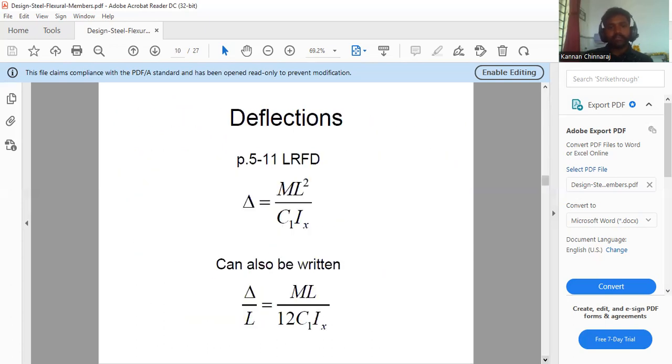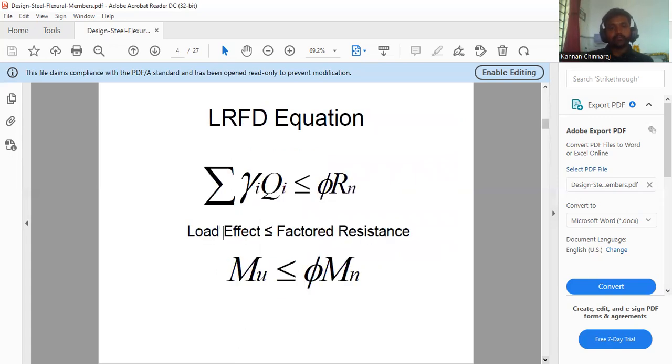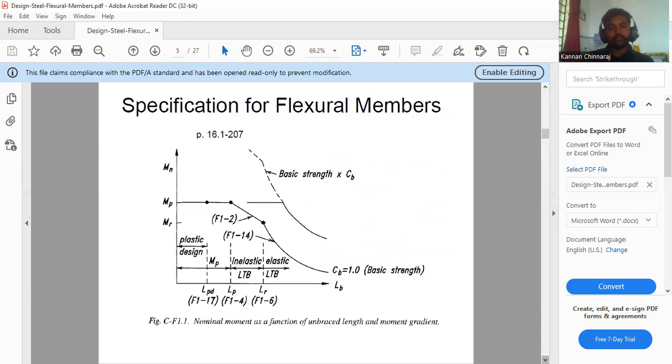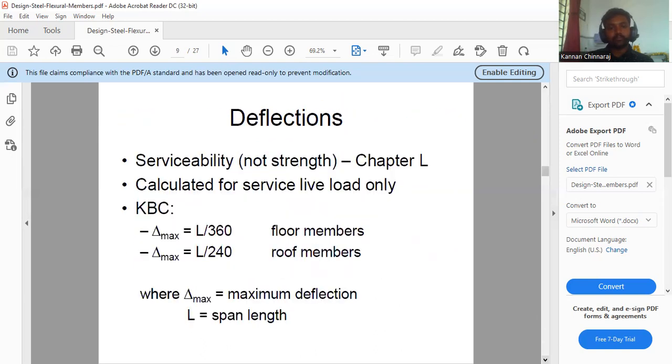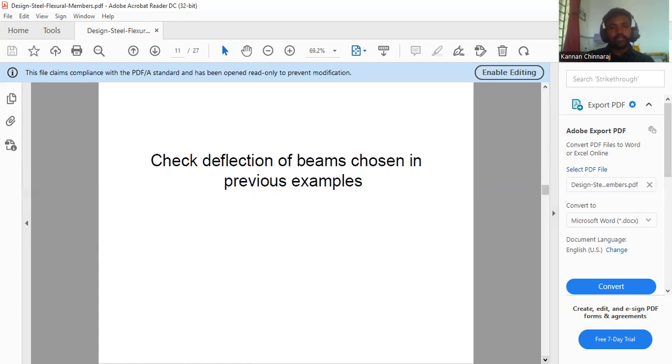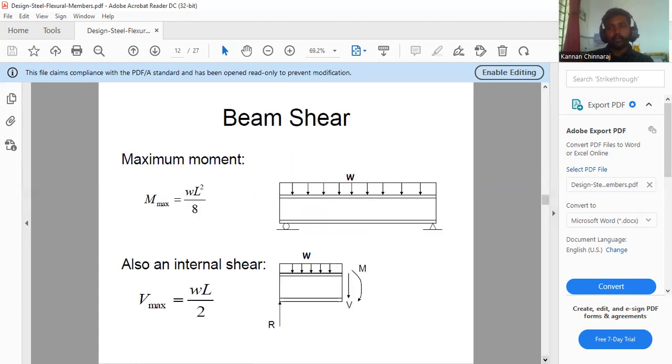And next, deflections: delta equals ML squared divided by C1 Ix, which can also be written as delta divided by L equals ML divided by 12 C1 Ix. Check deflections of the beam chosen in the previous examples. This is for beam shear.